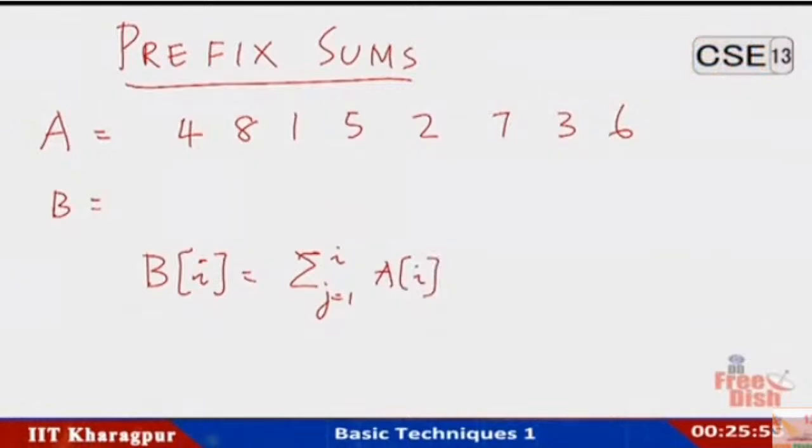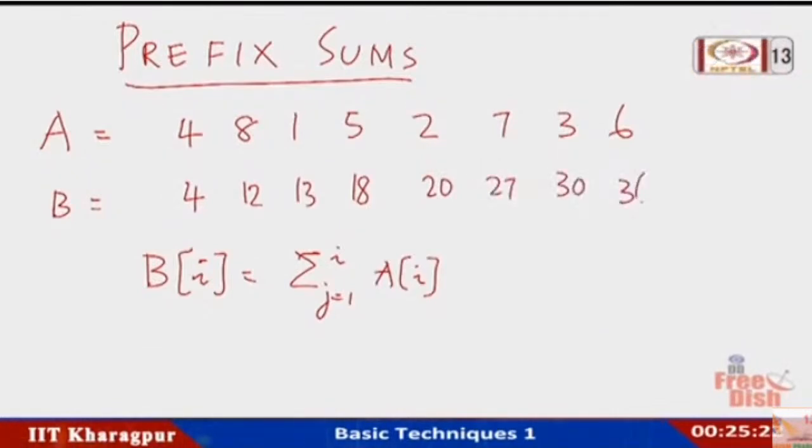That is, in B, the first location should contain 4, which is the content of the first location of A. In the second location of B, we should store 12, which is 4 plus 8. In the third location, we should store 13, which is 4 plus 8 plus 1. Then 18 in the fourth location, which is the sum of the first 4 locations of A. Then 20, 27, 30, 36.